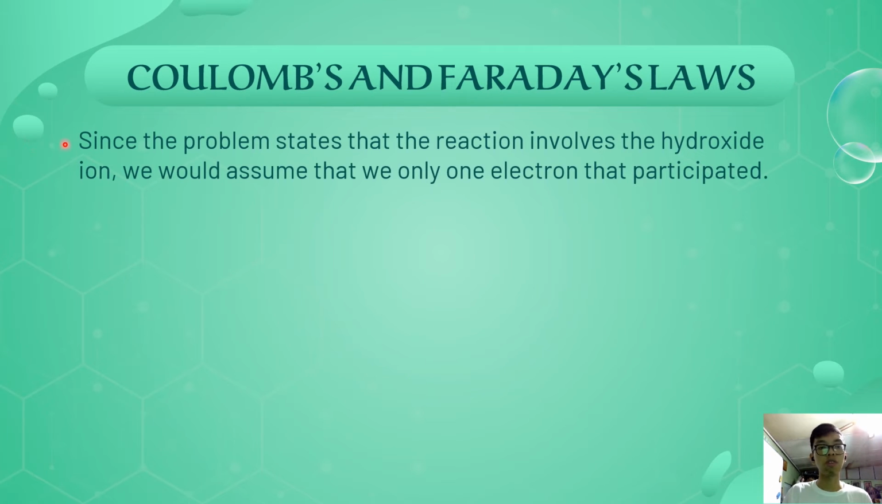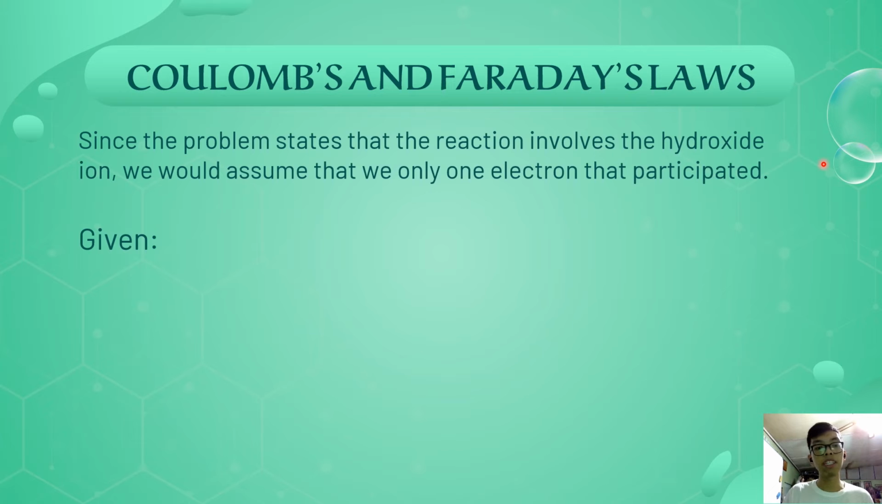So we must note of this, since the problem states that the reaction involves the hydroxide ion, we would assume that we only have 1 electron that participated. So this is on a 1-to-1 basis. Why did we assume this? Because we do not have the specific organic acid, and since it only calls for the hydroxide ion, we can assume that it's on a 1-to-1 basis.